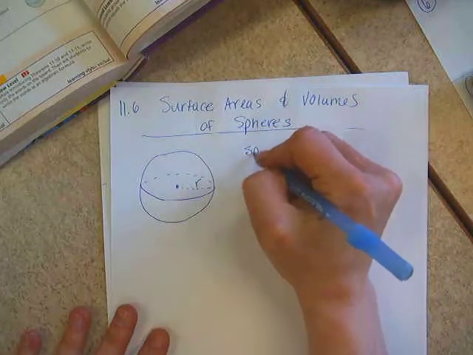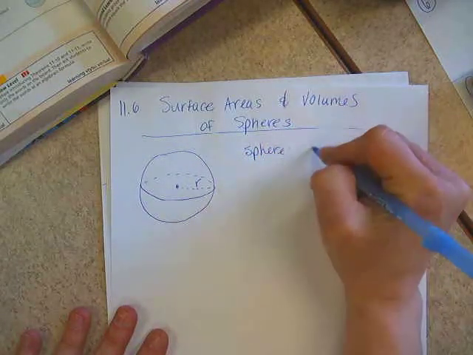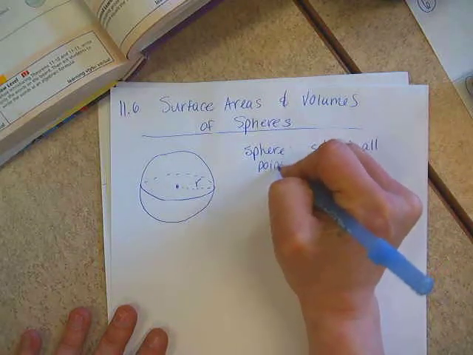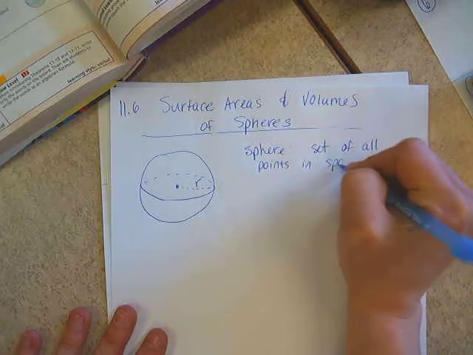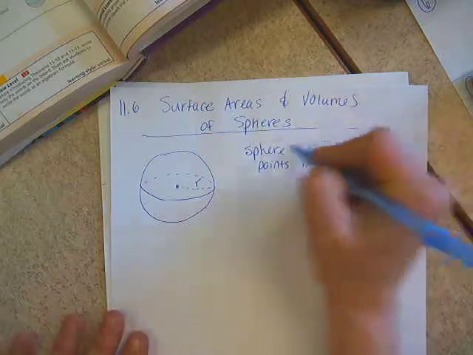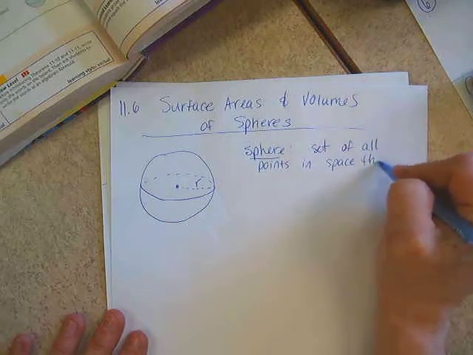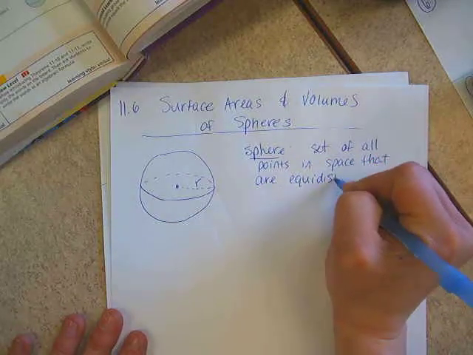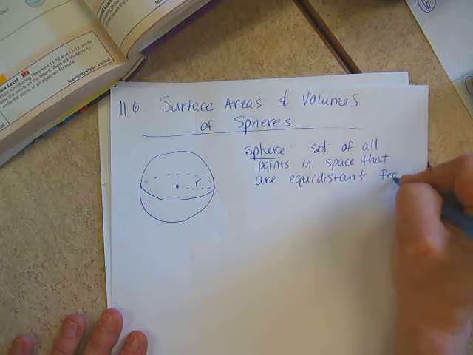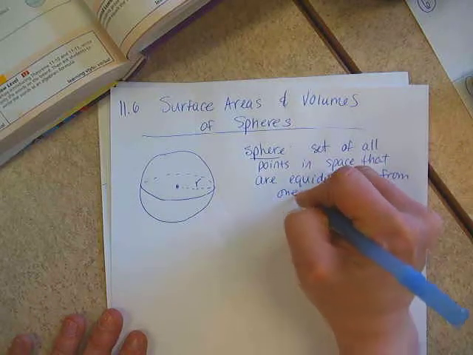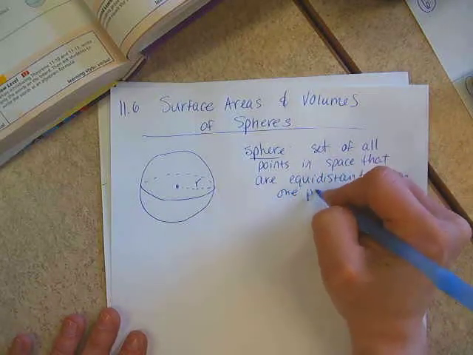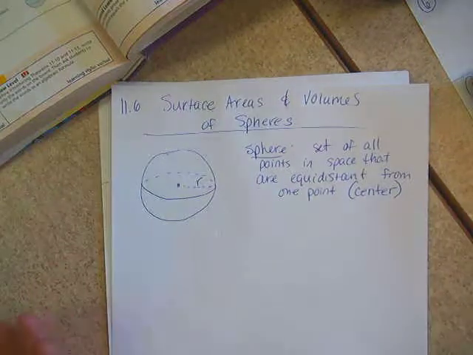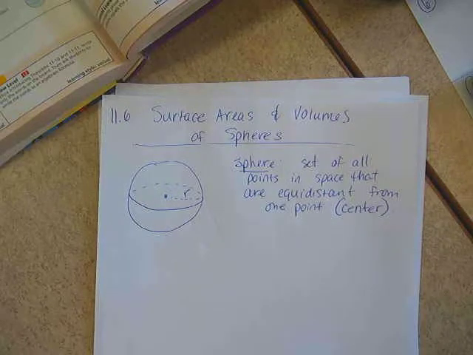A sphere is the set of all points in space that are equidistant from one point, which would be considered the center of the sphere.